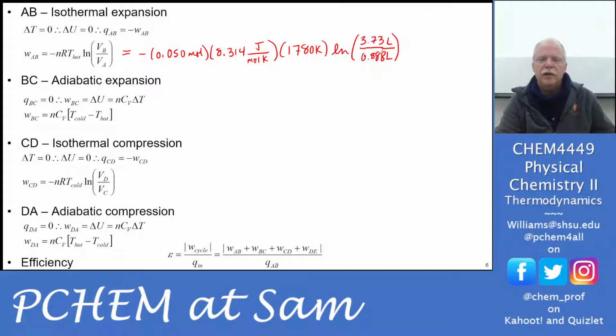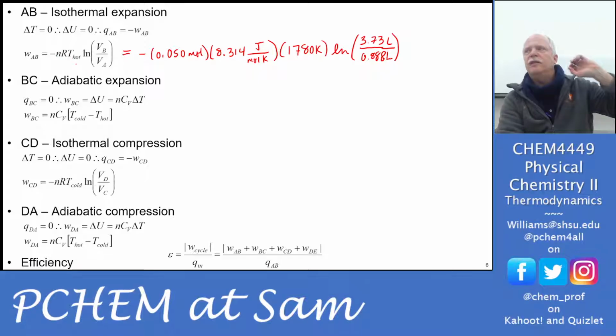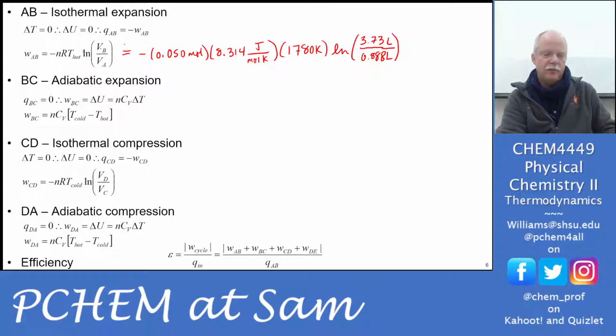So our liters cancel. We have this fraction that's greater than 1. So our natural log will be greater than 1. We have all of these other terms. And then we have this minus sign. So again, this is the work of the system. For an expansion, it does work on the surroundings. So it's to be a negative number. So that's where that negative sign comes from. Don't drop it because the signs matter in this calculation. And again, just the numbers in 3 significant figures would be enough.